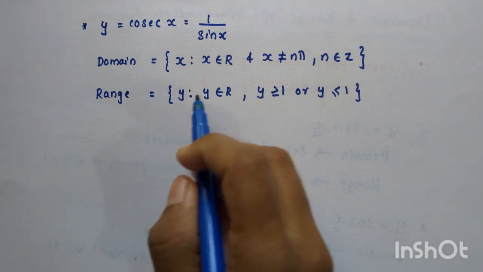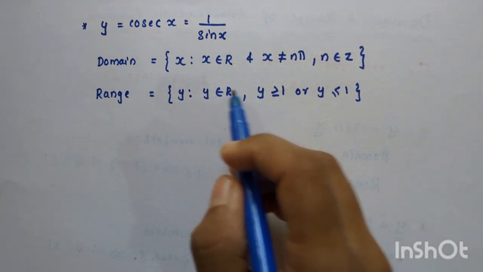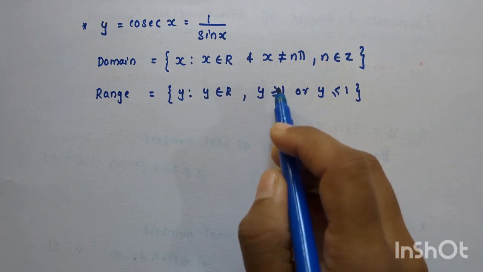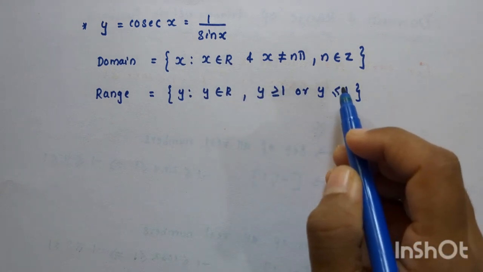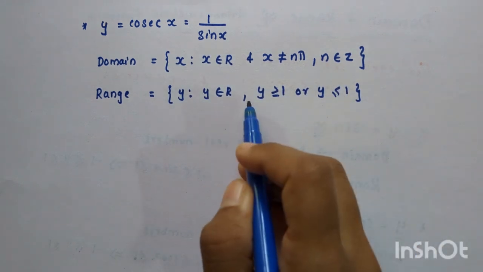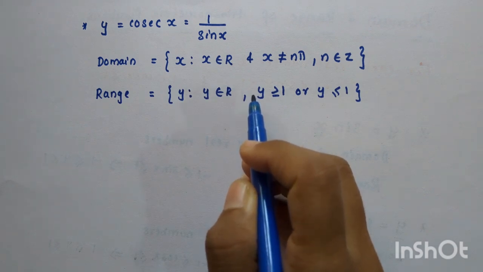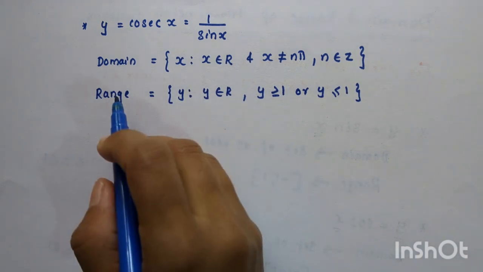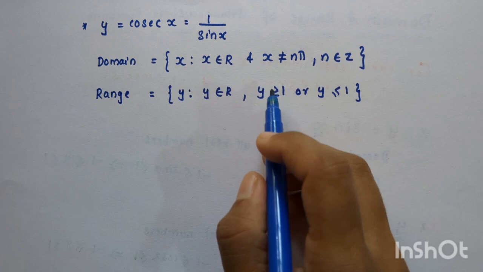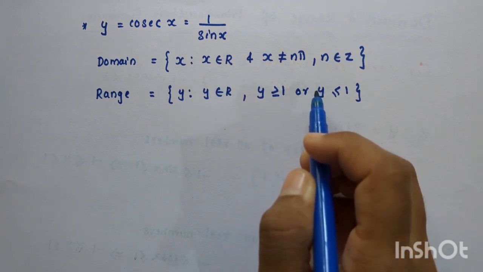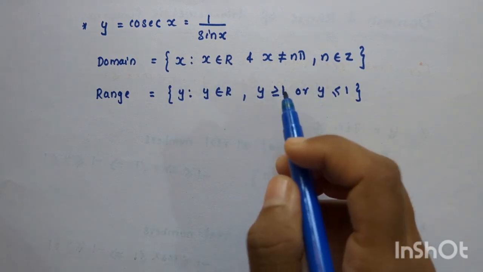Similarly, the range of this function y is equal to cosec x is the set of all y such that y belongs to the real number set and y can be greater than or equal to 1 or can be less than or equal to minus 1. That is, y should not have the value 0. So, cosec x can have values greater than or equal to 1 or less than or equal to minus 1. It cannot have value 0.